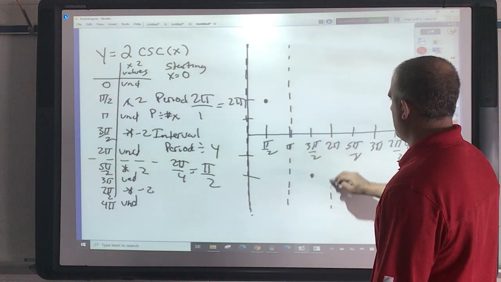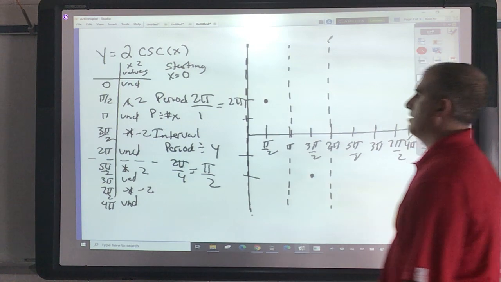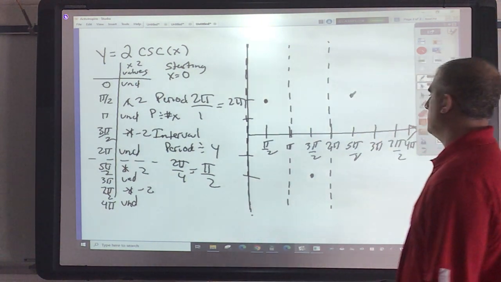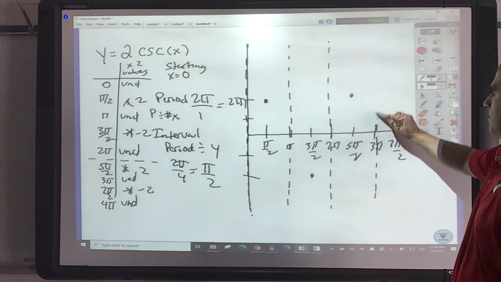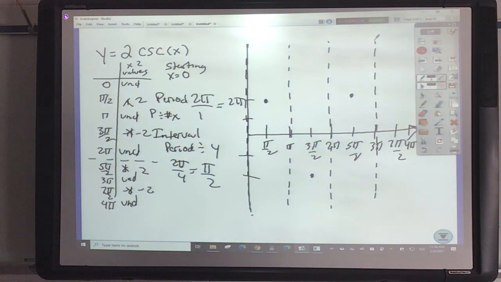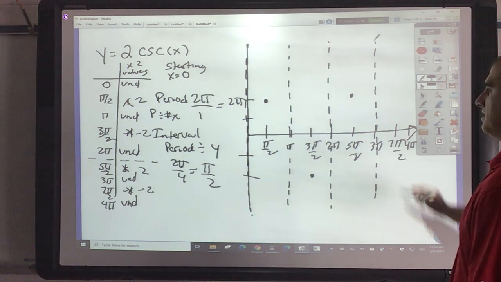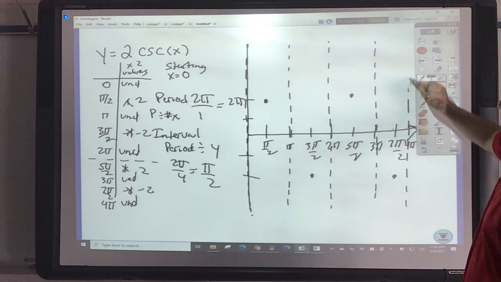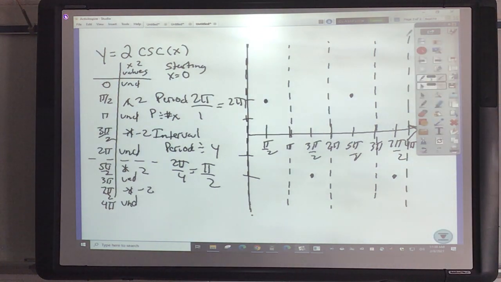At 2 pi, you're undefined. At 5 pi over 2, you're at 2. At 3 pi, you're undefined. Okay? At 7 pi over 2, you're at -2. And at 4 pi, you're undefined. So as you can see, we're sort of bracketed by this.